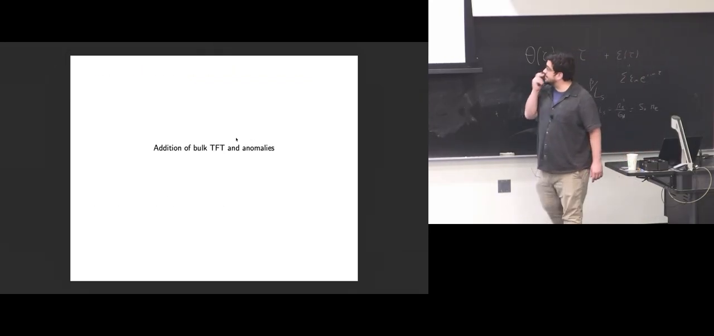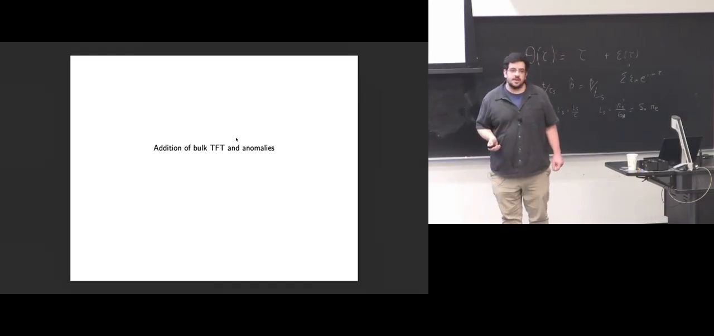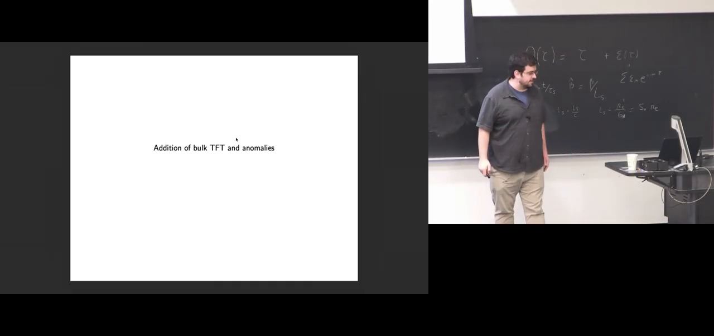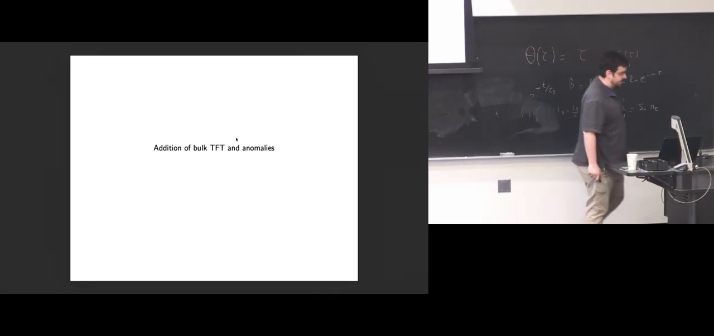Okay, so in the last part of the talk, I will discuss what happens when there is a rich structure of anomalies in fermionic 2D CFTs, and we would like to match it with gravity.